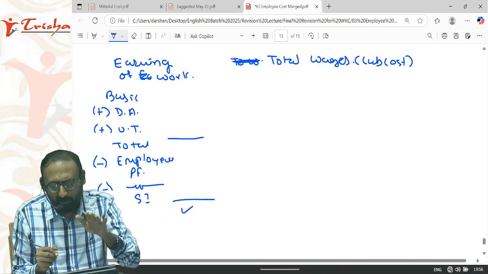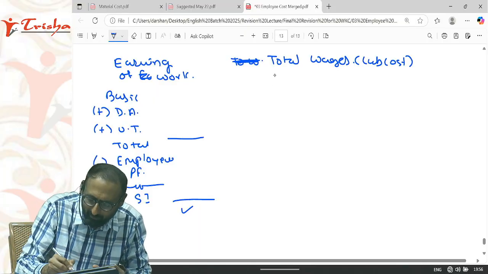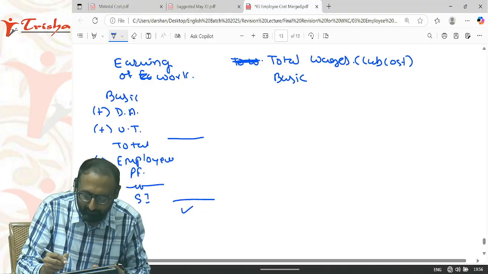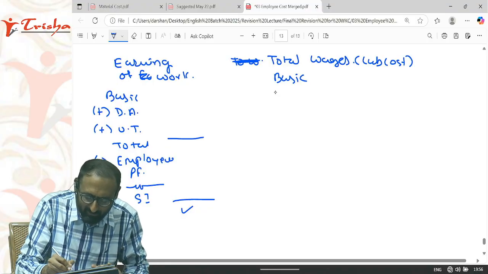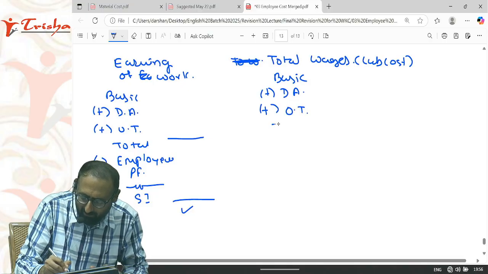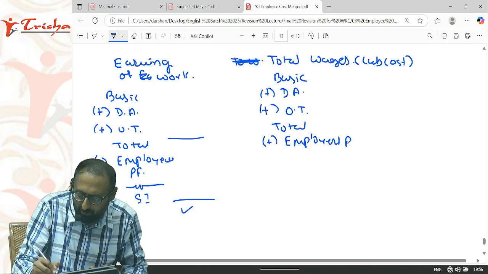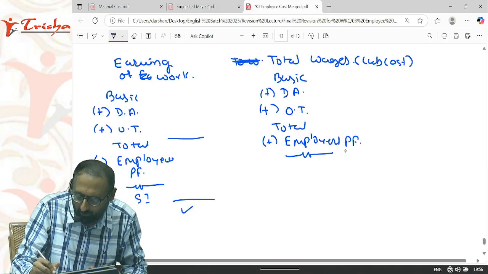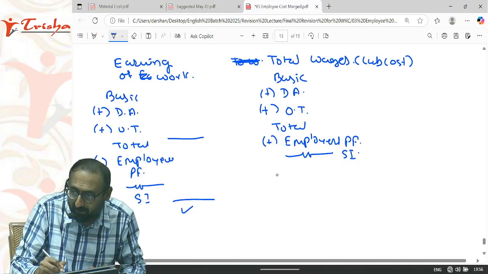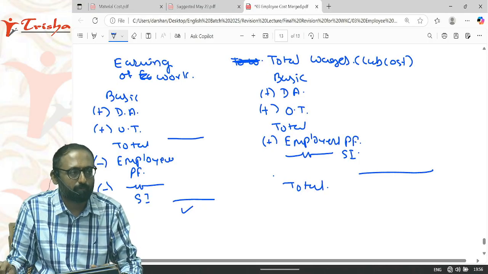If you want to calculate total labor cost to the company, how much is it? Labor cost will be basic wages, then you will have to add dearness allowance, then add overtime wages. Then you take a total plus employer's contribution. Employer's contribution to provident fund and employer's contribution to state insurance will be added. It will be your total labor cost from the company's point of view.